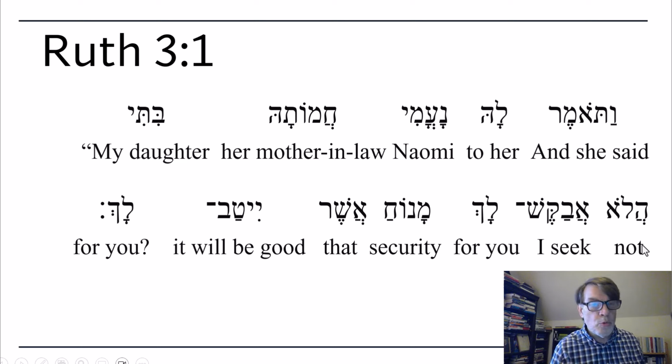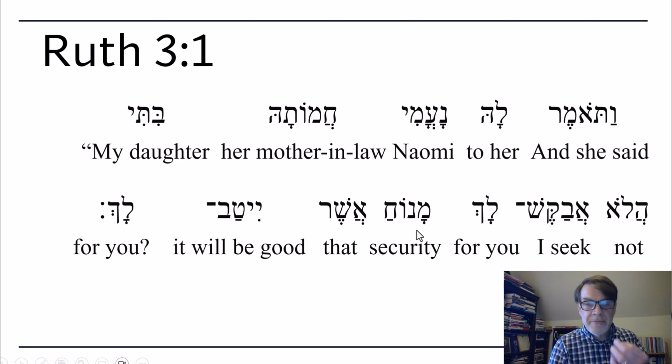Don't read too much into it. This particular word likes the Piel, bakash. Do I not seek? So this is a D imperfect, first common singular from bakash. Do I not seek for you manoach? Security. Do I not seek security for you? That's a simple noun. This is called a furtive patach, manoach, because to get from the O to the K, you've got to have a little ah in there. So that's called a furtive patach. It probably should be a little bit to the right in the orthography here, but I'm doing what I can.